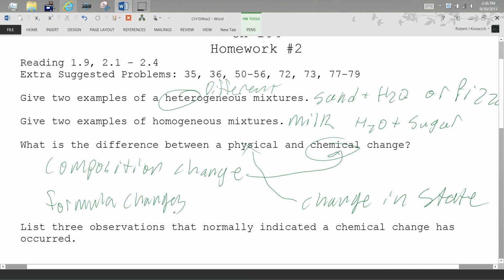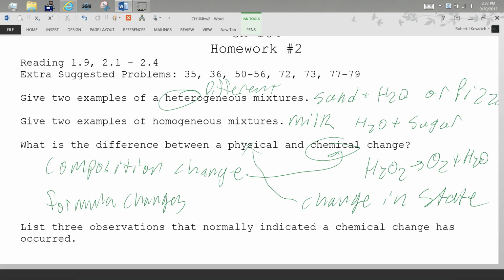To have an actual change, an easy one would be H2O2 turns into oxygen and water. So the substances on each side of the arrow are not the same. So that's definitely a chemical change.